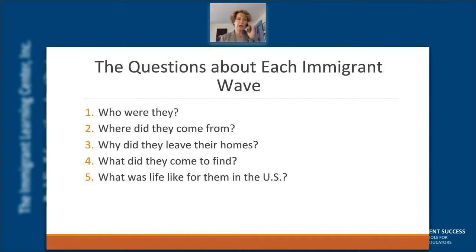Each time we had a topic, we would basically have these 5 questions of each wave of immigrants. Who were these immigrants? Where did they come from? Why did they leave their homes? And what did they come to find? So what was pushing them and what was pulling them? And then what was life like for them in the U.S. at that time?